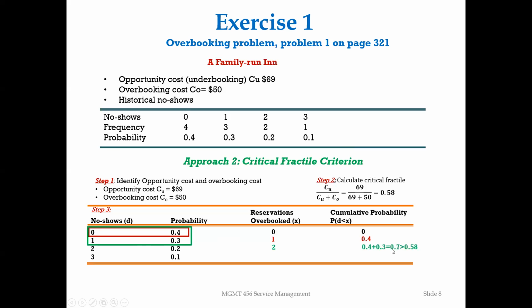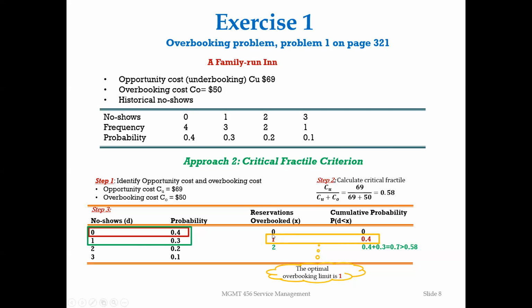Now let's compare. Does 0.7 exceed the critical fractile, which is 0.58? The answer here is yes. If it's yes, we stop. So we stop here. As I said, 0.7 exceeds 0.58, but we really want to find the largest overbooking limit that is less than the critical fractile. That's why as soon as we stop, we go back to the previous step, which is overbooking limit 1.